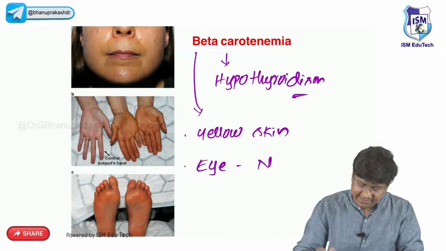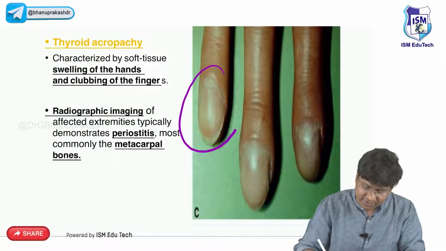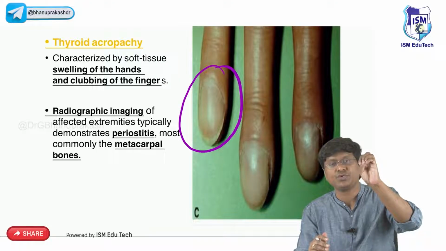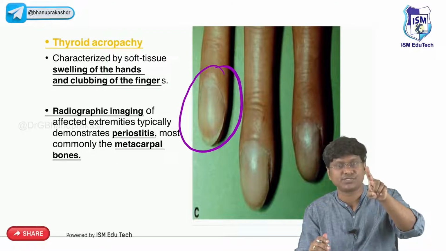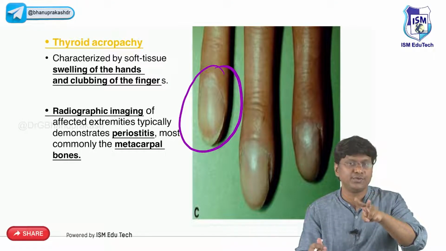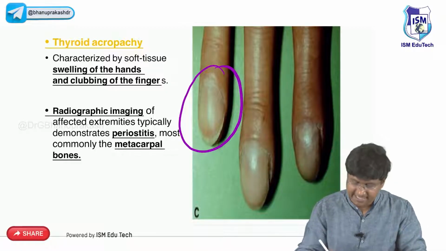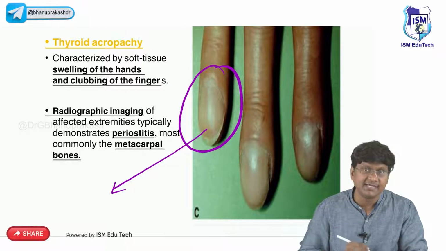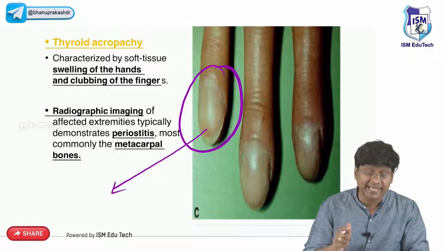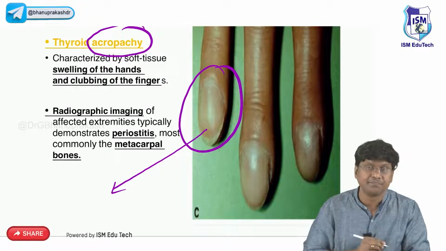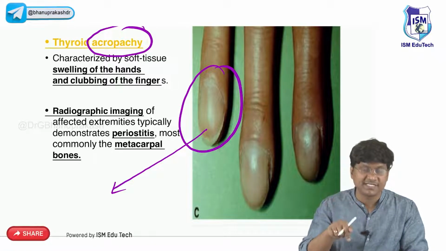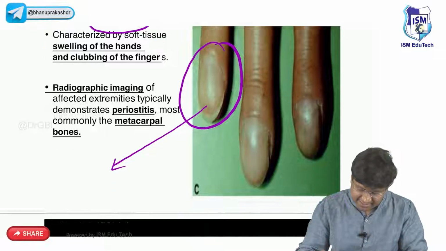Okay. And the next important image based question is clubbing. That is what you come across in patients with thyrotoxicosis. And another endocrine disorder where you can have clubbing is acromegaly. And what do we call this? We call it thyroid acropathy. And whenever you do imaging of this thyroid acropathy, what will you notice?